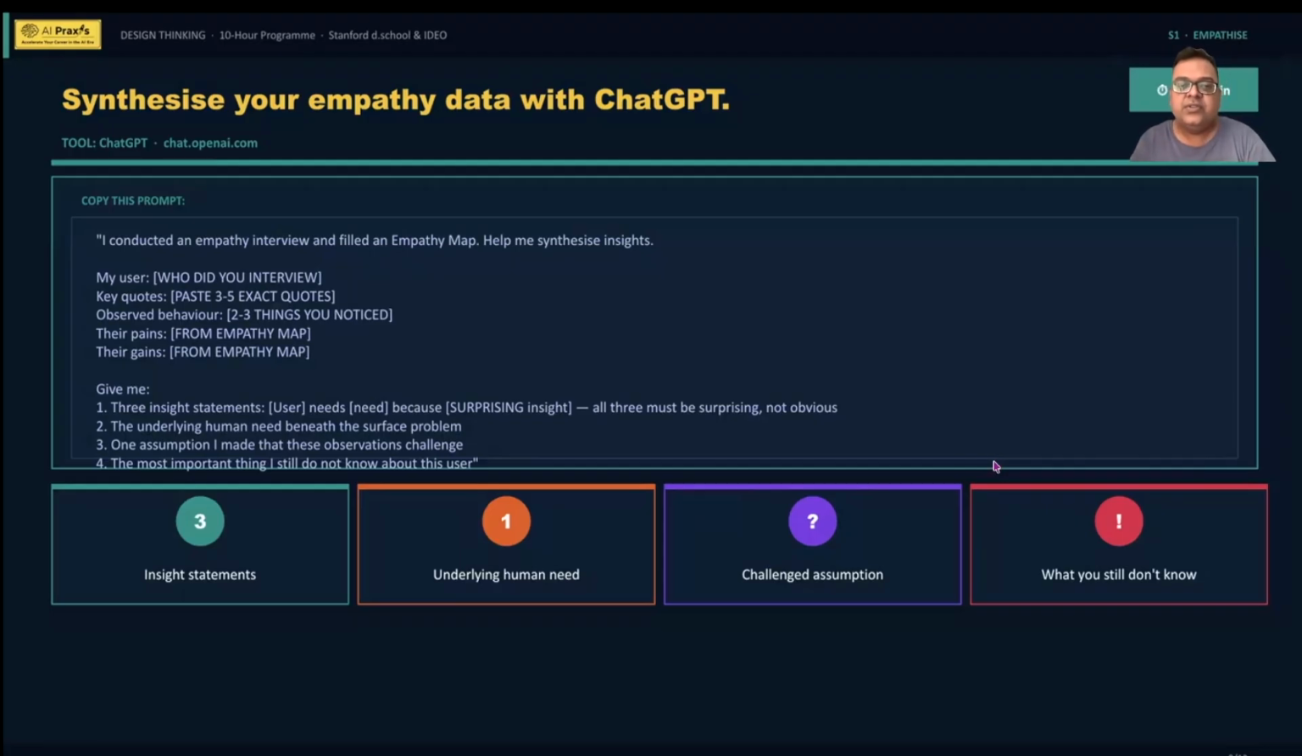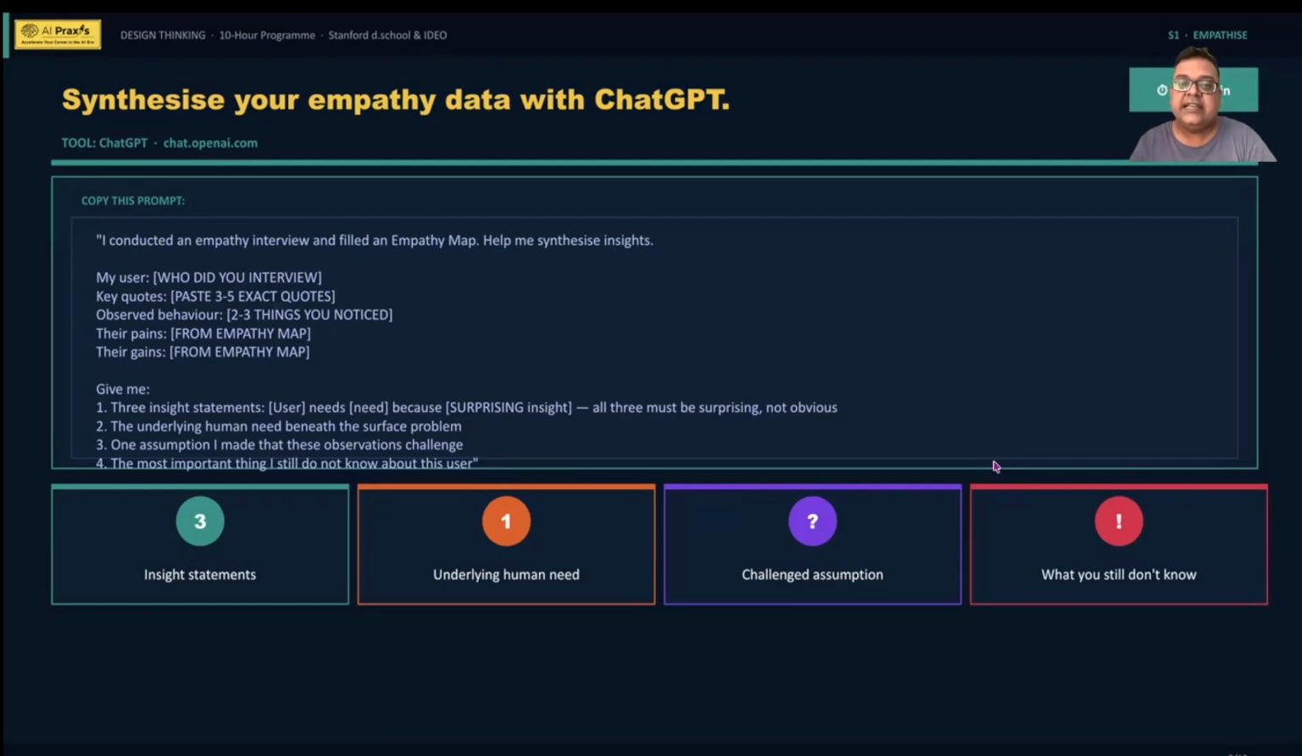Notice, I didn't say decision maker or designer, I said thinking partner. AI cannot replace your observations. It cannot replace your empathy. But it can help you connect ideas that you may have missed. Okay, so let's walk through it together.